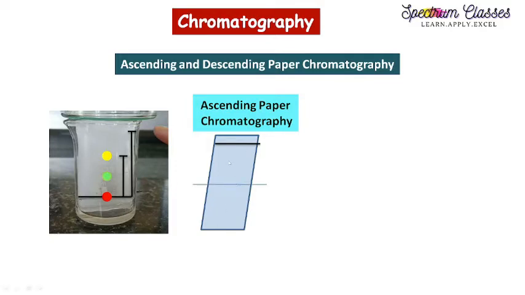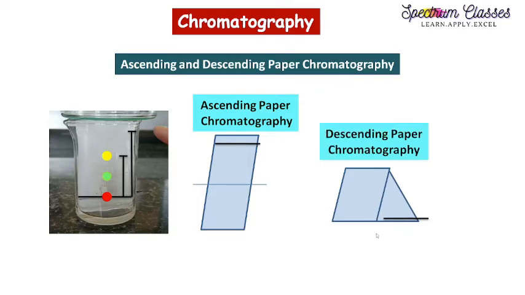If we fold the same filter paper into two parts and make this kind of arrangement, suppose this is our solvent system here, at this end of the paper, and we put our spots on the top part of the back side. The solvent moves upward, and on the backward side it moves downward. Here you can see, in this manner. This type of chromatography is called descending paper chromatography.